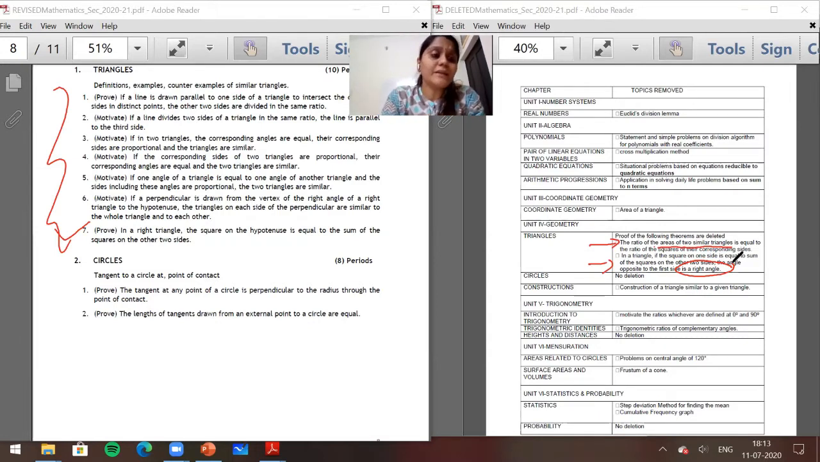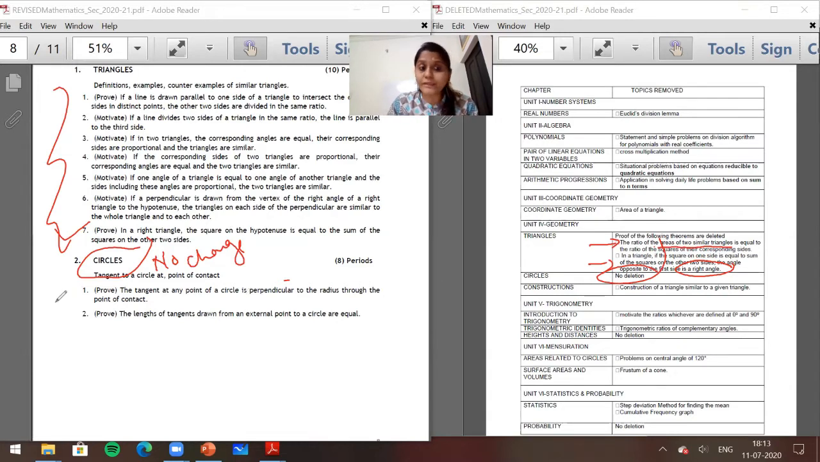Now comes chapter number 10, that is circles. Circles was a very easy and a very small topic, could have been completed in 4-5 hours. Very easy one. So for both the theorems, there is no change in circles. There is no deletion in the circles part. Again, easy and scoring. So you can expect 4-mark questions from circles, and it does come. Every year questions are there from the circles part, which come in the 4-mark section.